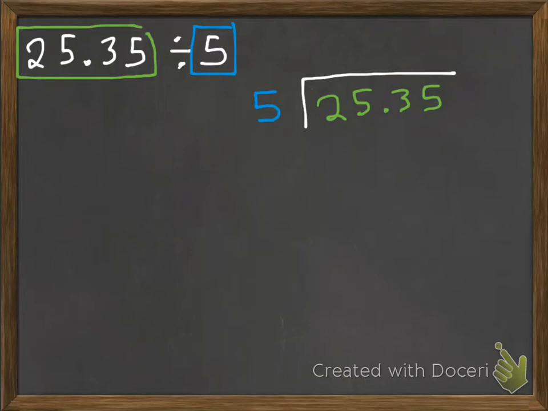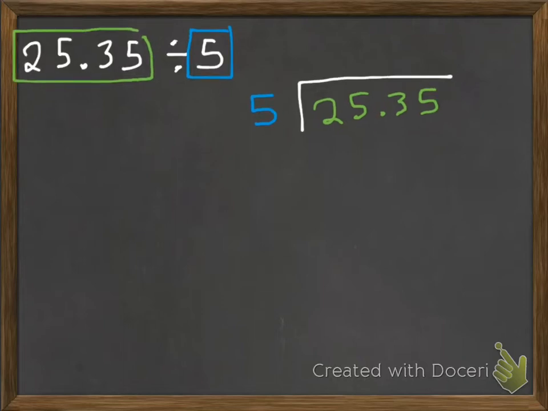Okay. So, can 5 go into 2? No, 5 cannot go into 2. 5 is too big. So now we have to start thinking, can 5 go into 25? 5 can go into 25. How many? You know what? I almost forgot what happens with my decimal. I bet you probably already put it. There we go.